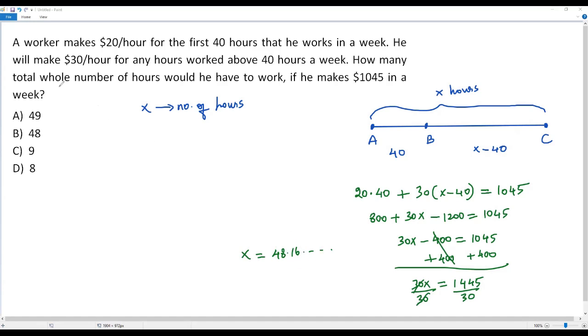Since we need to find the total whole number of hours he has to work to make $1,045, we have to consider the first whole number which is greater than 48.16. That is 49. So clearly he has to work 49 hours to make $1,045. We find 49 in answer choice A. The correct answer choice for this question is A.